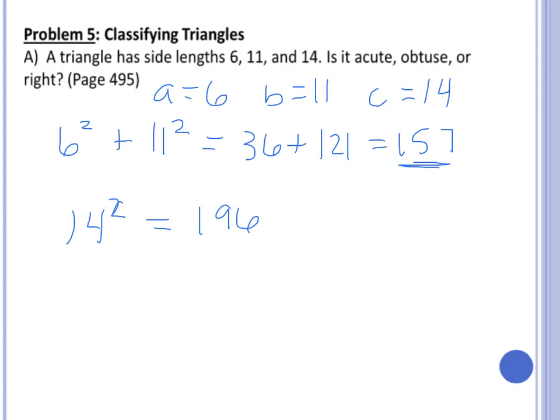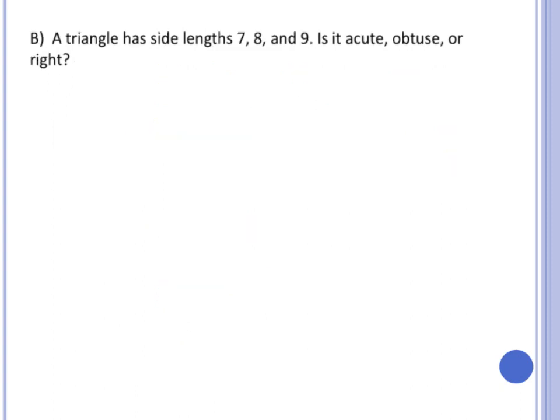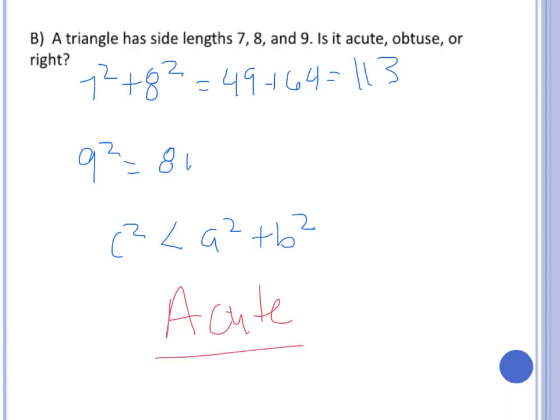So right now, my c squared is larger than a squared plus b squared. That means this triangle is going to be obtuse, because the c is larger. Right now, I want you to try this one all by yourself to see if it's acute, obtuse, or right. You should have gotten that this is an acute triangle because my a squared plus b squared is larger than my c squared. So since these two lengths together are larger, then it's going to be acute.